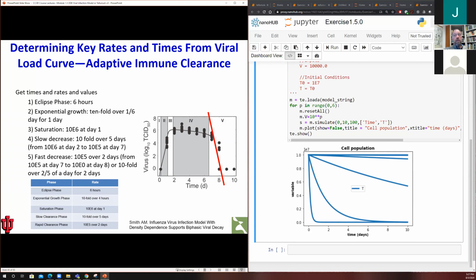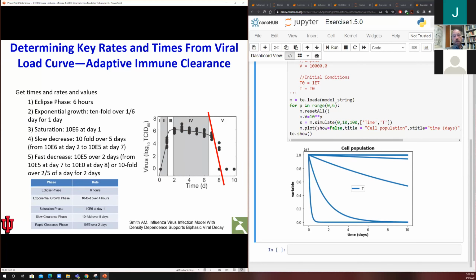And so again, we characterize the virus in the following way. For 6 hours, we have no viral production. We have 10-fold increase per 4 hours over the next day. We have saturation at 10 to the 6th at day 1. We have 10-fold decrease over 5 days for the next 5 days. And then we have a 10-fold decrease over 2/5 of a day for 2 days. And then we have no more virus. And so that's essentially a full description of what's happening in this viral load curve.